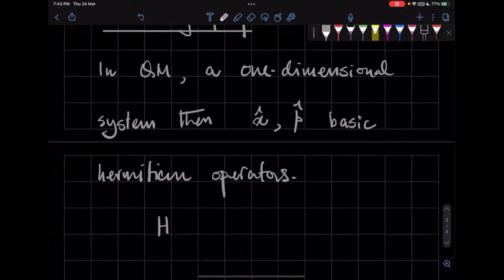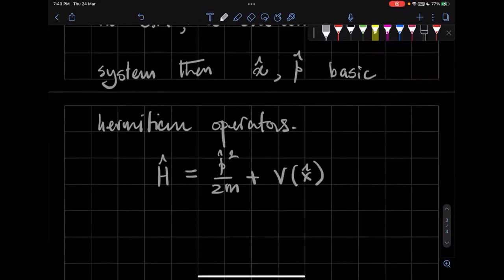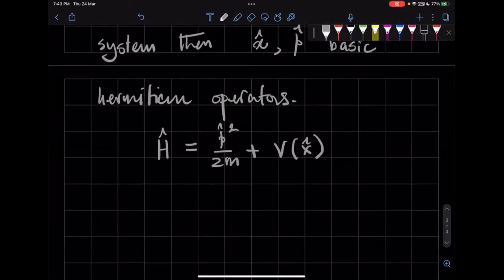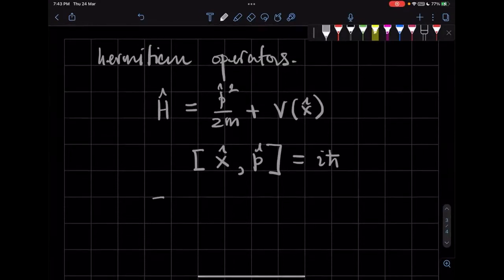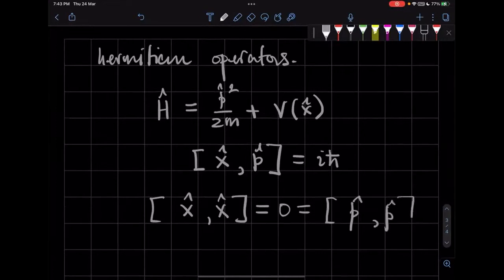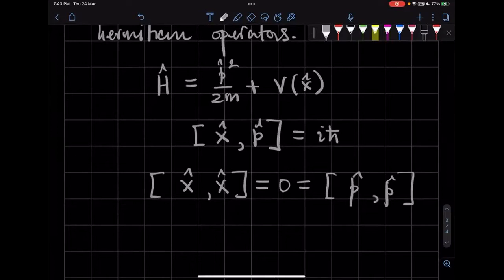From these you can build, say, the Hamiltonian, stuff like that. But one of the assumptions of quantum mechanics is that these basic variables satisfy these commutation relationships. The commutator of X and P is i h bar. And of course, every operator commutes with itself. So if you interpret these operators as matrices, then they form a Lie algebra.